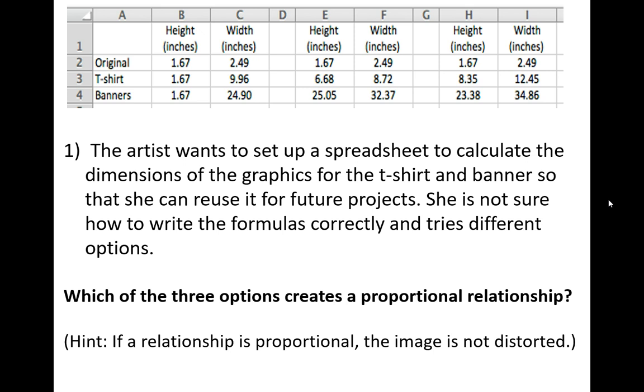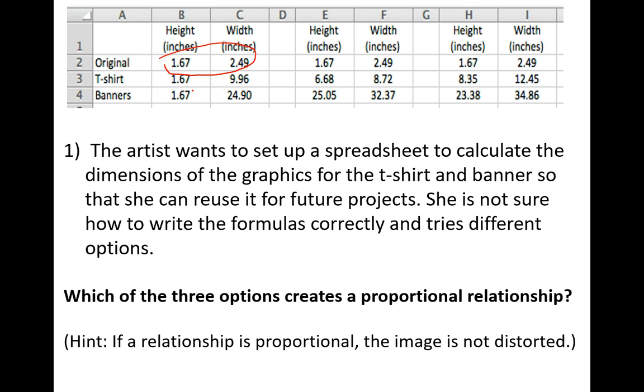So our original object here has a height of 1.67 inches and a width of 2.49. This is the original dimensions. It's the same on all three columns. But notice in column B, they keep the height the same, 1.67, 1.67. They only make it wider. That's going to change the shape. It's not going to be proportional.